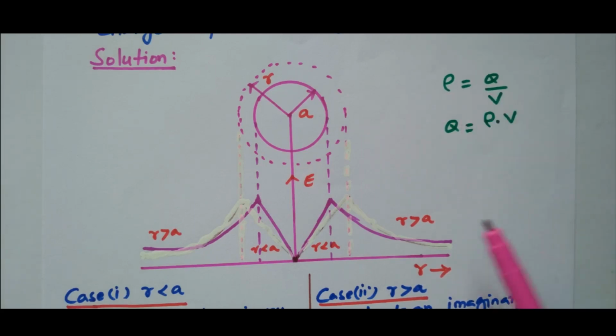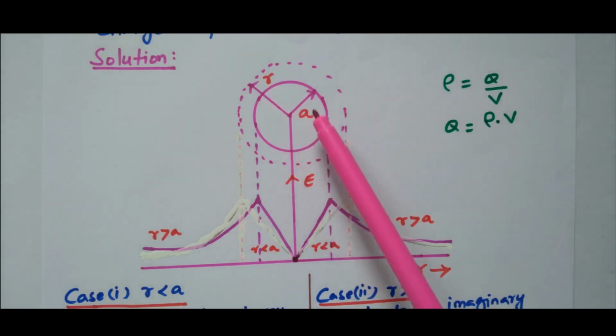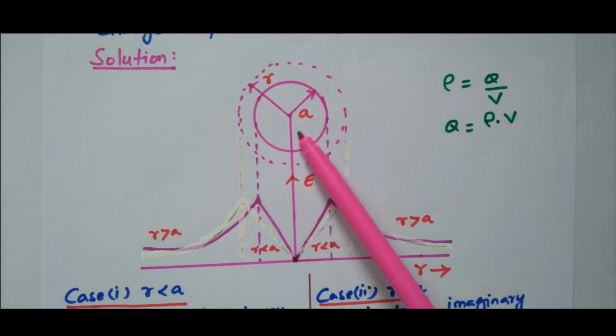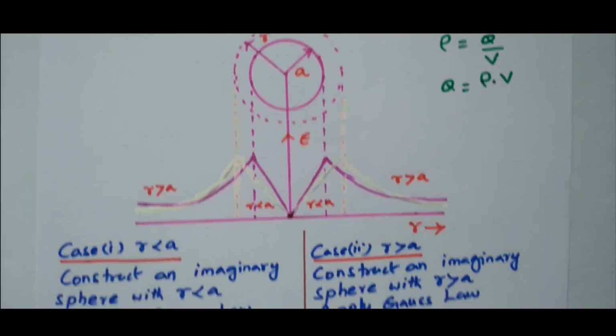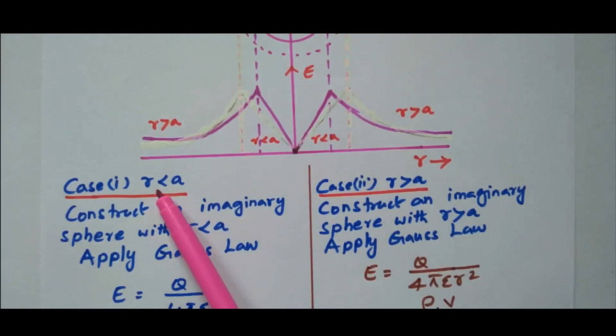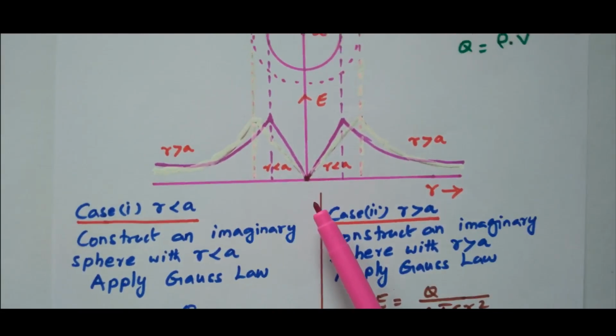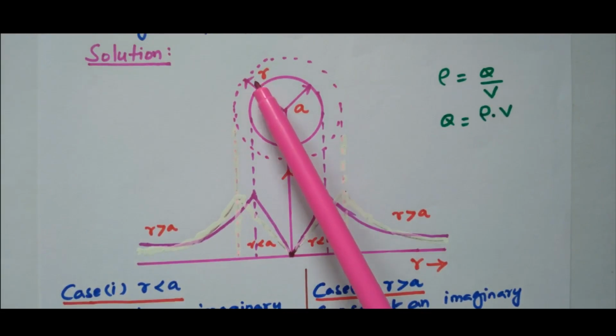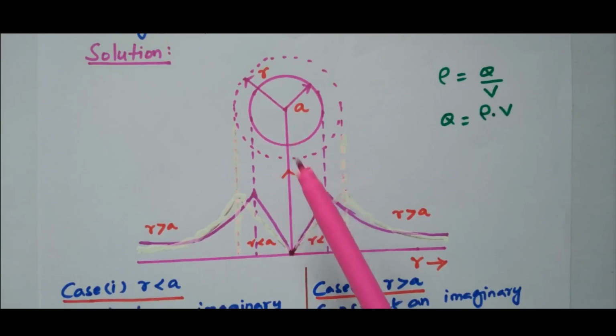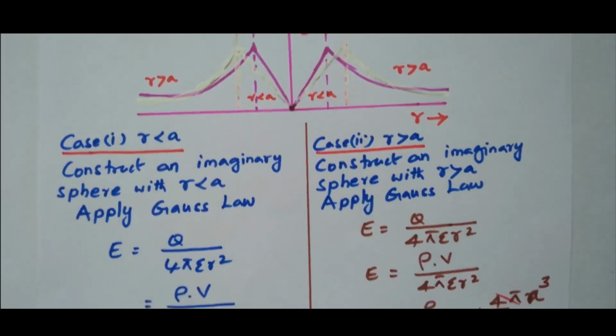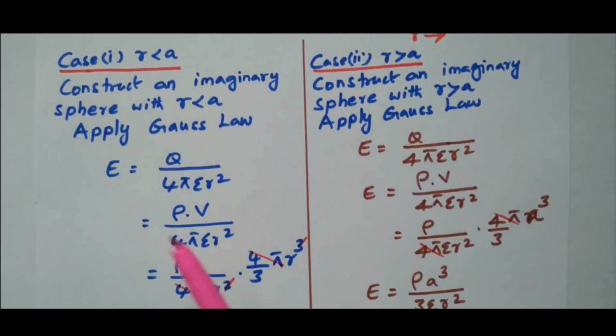Now we'll have two different cases. This R is less than A. R is less than A means the imaginary Gaussian spherical surface is available inside, right? So we'll see this. R is less than A means this R is available in the inside of the spherical cell. Now we'll apply the Gauss law.